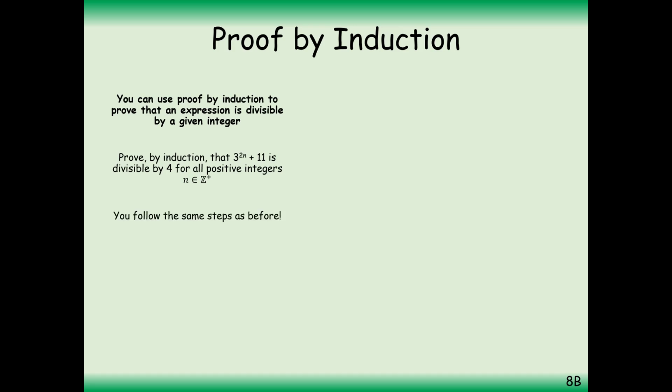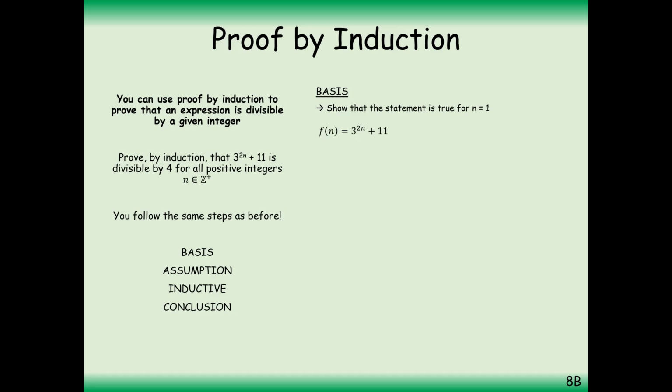So let's start with the basis assumption. With the basis, we substitute 1 into the formula, and with 1 we will get 3 to the power of 2 plus 11. Now 3 to the power of 2 is 9, 9 plus 11 is 20, and 20 is obviously divisible by 4. You can write 20 as 4 times 5, and that would prove that it's divisible by 4. So our basis step works, which is great.